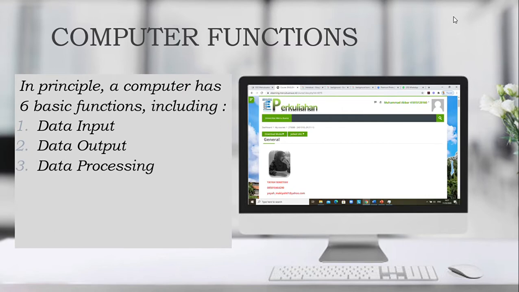3. Data processing. One of the main function of a computer is to process data so that it produce output, which is in the form of information. Generally, data that is processed on a computer is in the form of text, image, audio, video, graphic, and others.